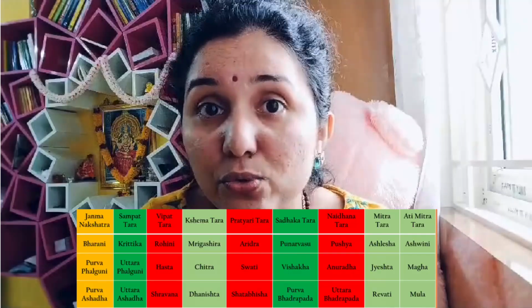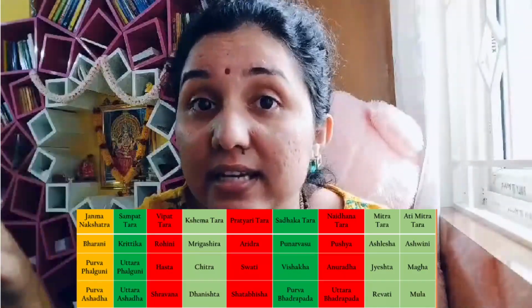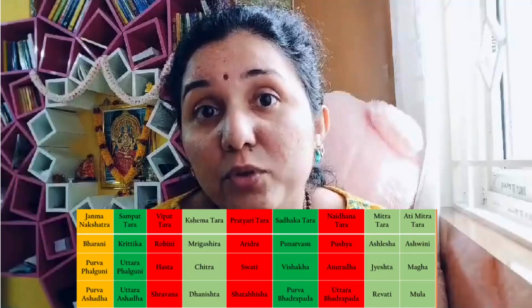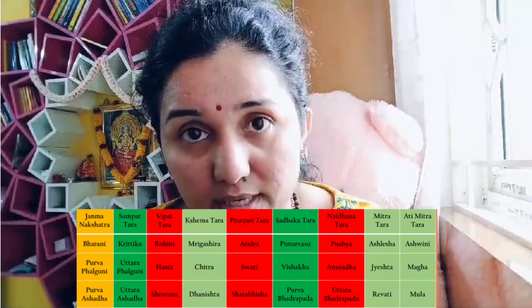So if any person wants to perform any kind of task, like want to perform an event from which he is expecting a greater amount of positive results, then he has to choose the nakshatras which I have colored in the green. So nakshatras which is like Sampat Taras or the Kshema Taras or the Sadak Tara or the Mitra Tara and Ati Mitra Tara. So these nakshatras are the favorable nakshatras for your Janma nakshatra. So any nakshatra which is falling in these categories will be favorable to you. So this is how we choose the favorable nakshatra from the Tarabala system.